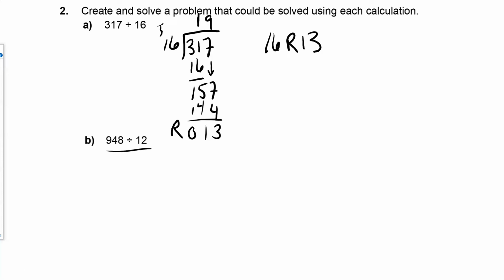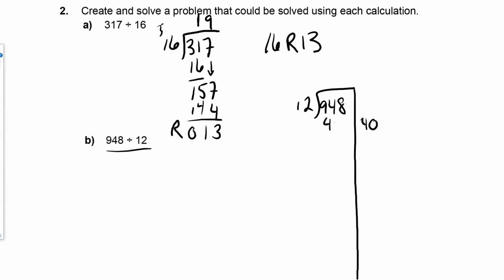Now with this next one, 948 divided by 12, we use the partial quotients method this time. I'm not exactly sure how many 12s go into 94, or how many 12s go into 940, so I'm just going to start with, I know that 4 times 12 is 48, so 40 times 12 will be 480. Subtracting that leaves me 468. 12 into 468, well, I know that 40 12s were 480. I'm less than that here, so I'm going to try 30, which would be 360.